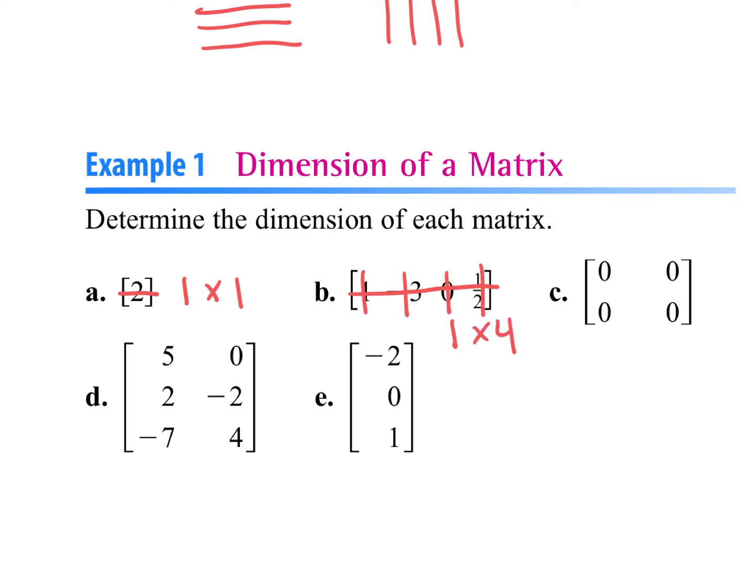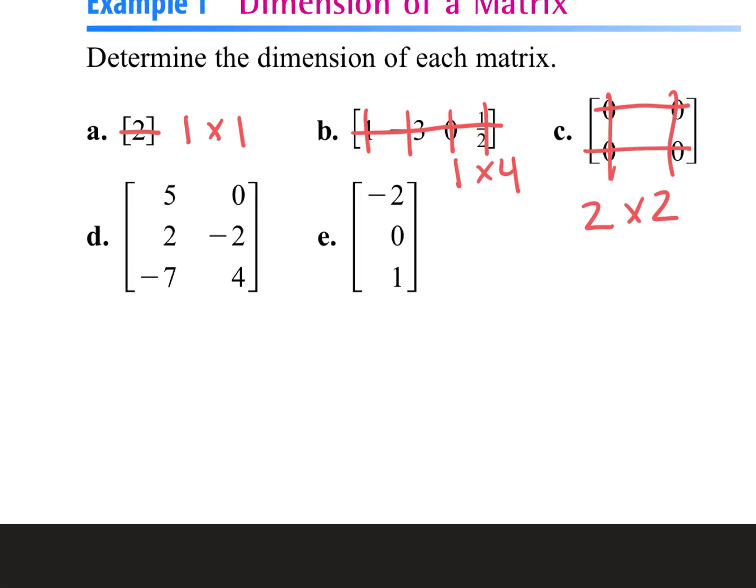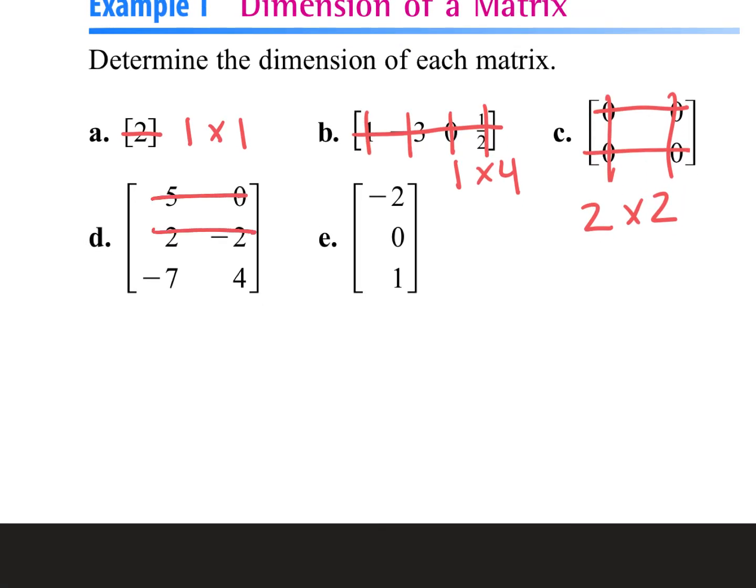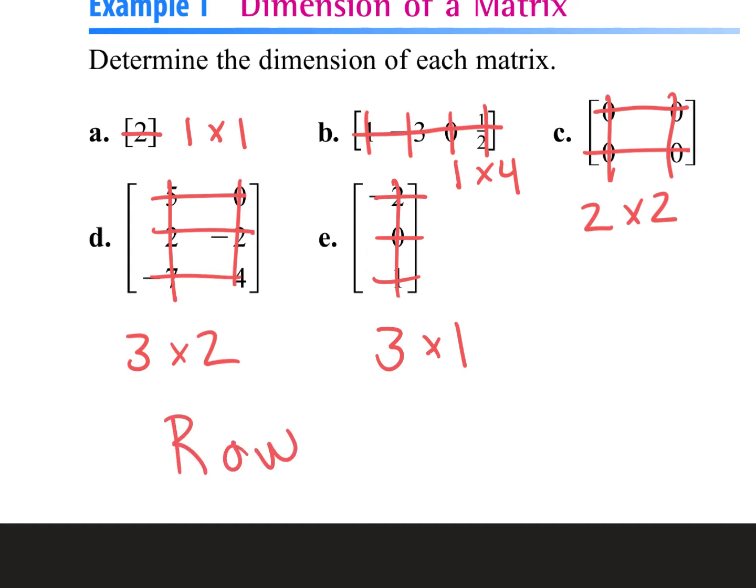And C, how many rows? 2 by 2. 2 rows and 2 columns. So 2 by 2. And D, how many rows? 3. 3 rows, and how many columns? 2. So it is a 3 by 2. Perfect. And the next one, we have 3 rows and 1 column, so 3 by 1. So the order matters. It's always row by column.